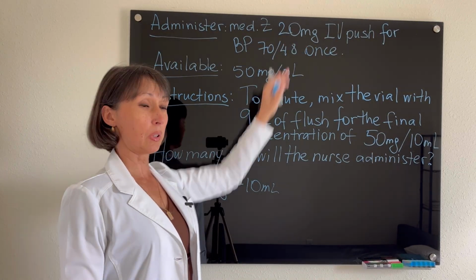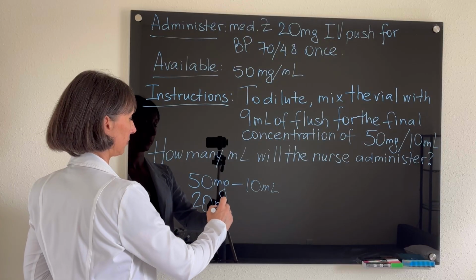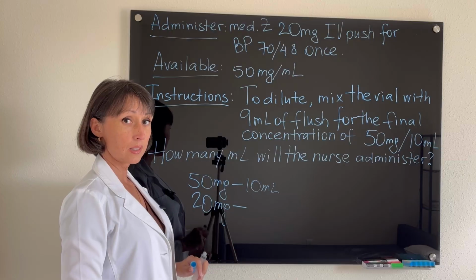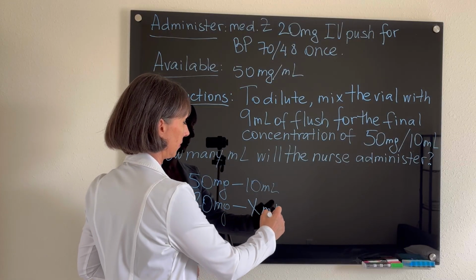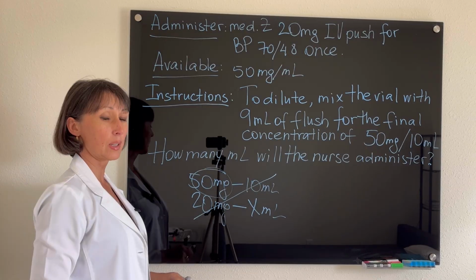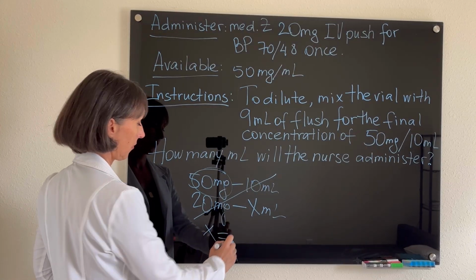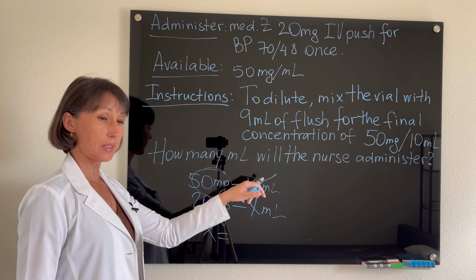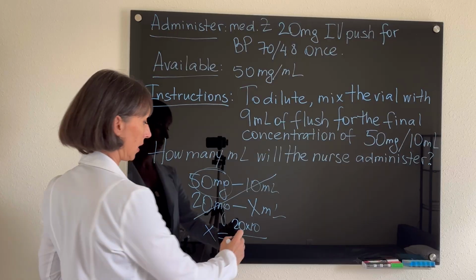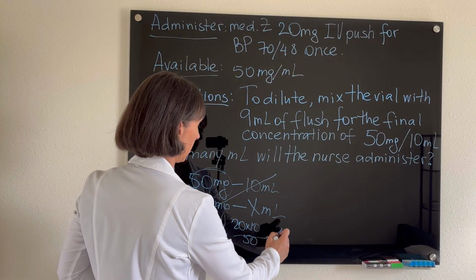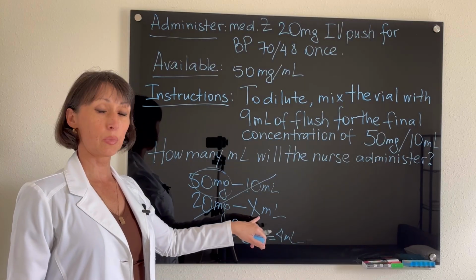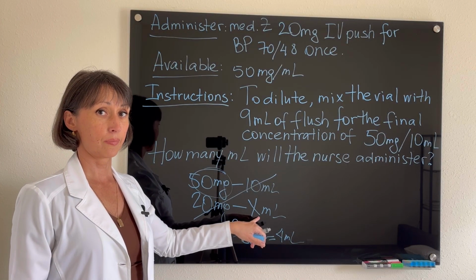I have to give 20 milligram. I carefully place my milligram on the milligram. Is X milliliters. I'm going to multiply on the diagonal and divide by the third number. X equals 20 times 10 divided by 50, and that equals 4 milliliters. I know I found milliliters because I set my X under milliliters.